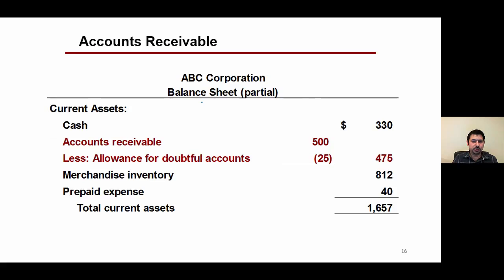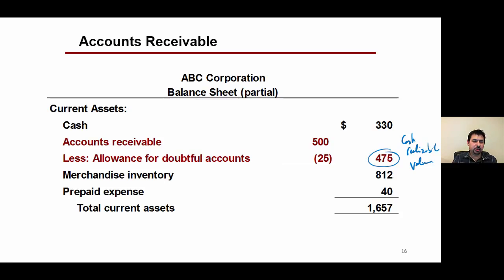Usually the company would present the balance sheet like we said here. You have, for example, accounts receivable less allowance for doubtful accounts, and this is the cash realizable value, or net realizable value.